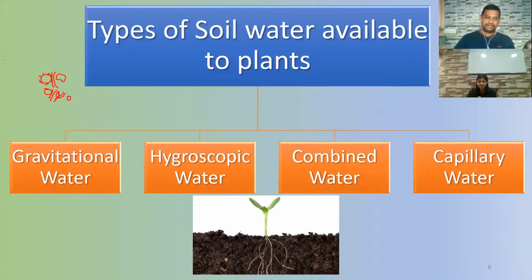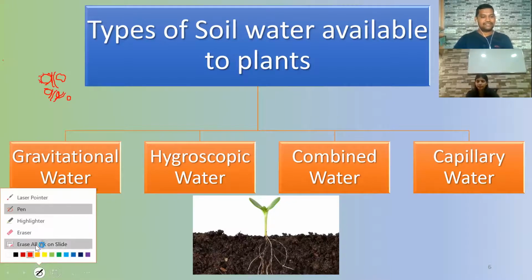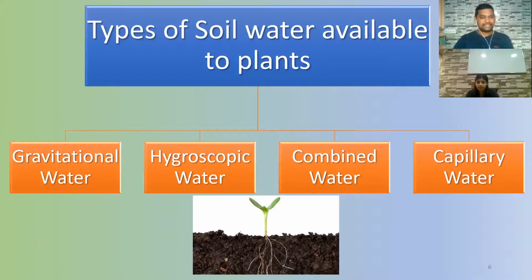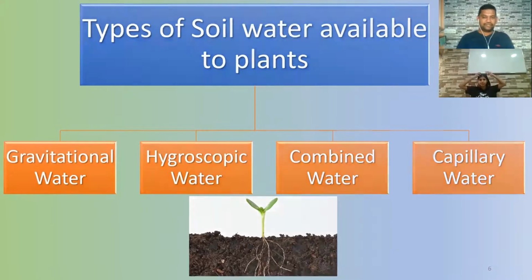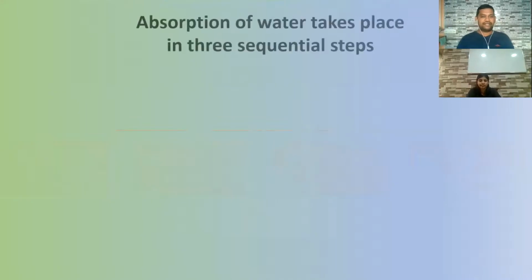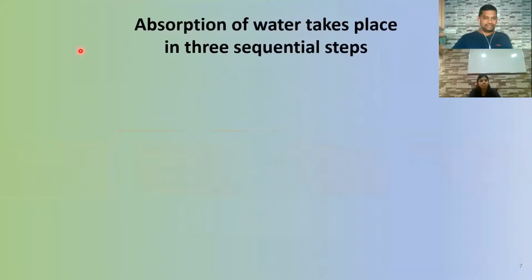Okay, got it. Did you understand? Okay, so when you talk about the different types of water available for the plants, there are 4 types: gravitational, hygroscopic, combined, and capillary. But the one used and available for the plant is capillary water. Is that clear? अच्छे से समझना है, ठीक है? Okay, so capillary water is finally taken by the plant.